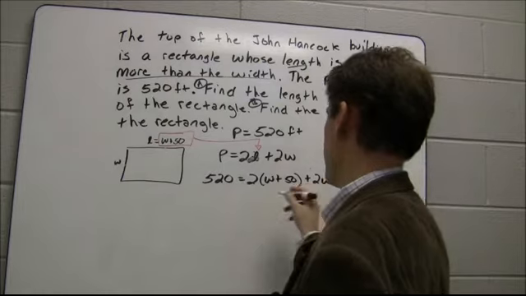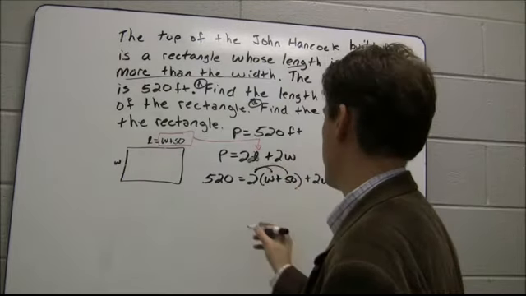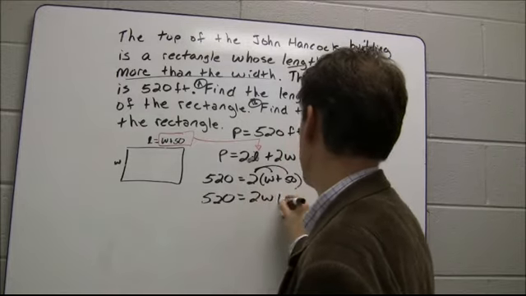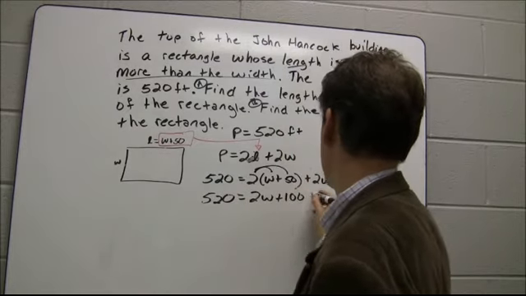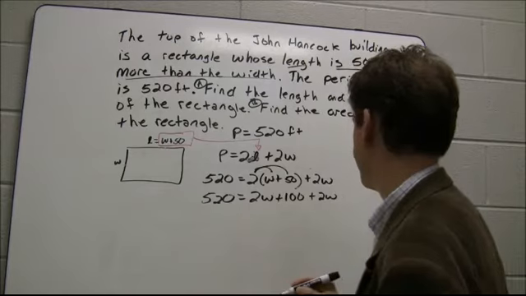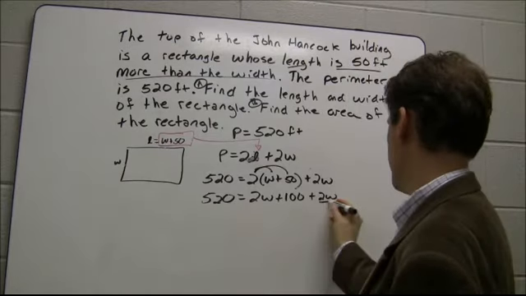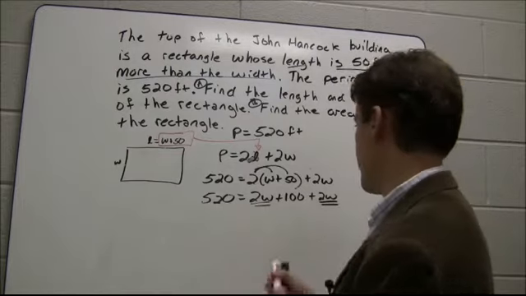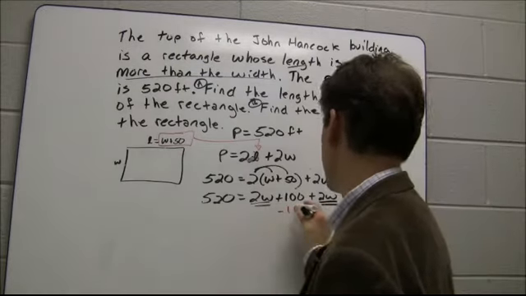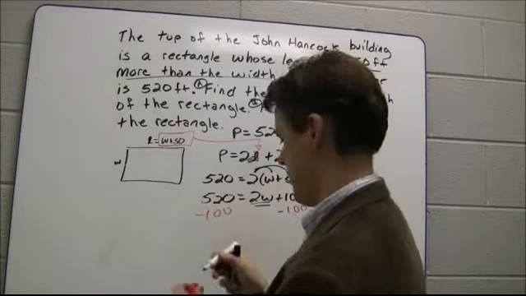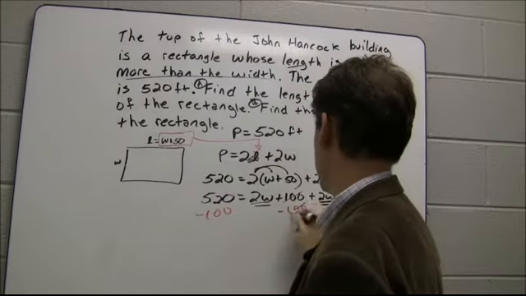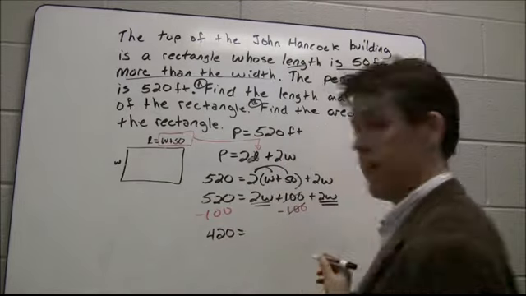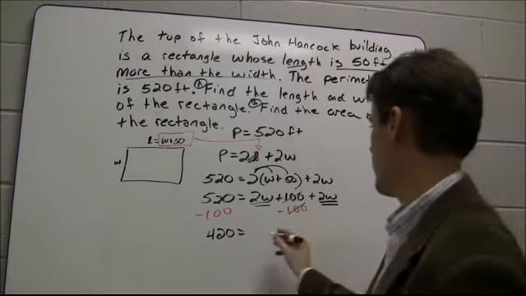So we're going to distribute through. So distribute the 2 on both of those. We'll bring our 520 down. So that's going to be 2W plus 100 plus 2W. Combine some like terms. I've got 2 W's I can combine. At the same time, I'm going to subtract 100 from both sides just to save myself a little room. I'm getting a little cramped down here. So those 100s cancel. Left-hand side, I have 420. And the right-hand side, 2W plus 2W is 4W.